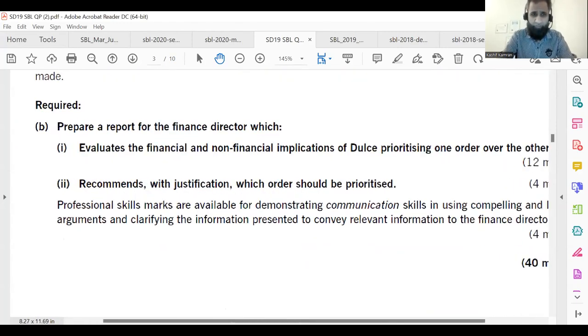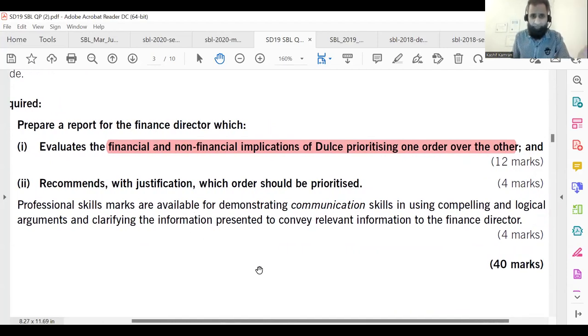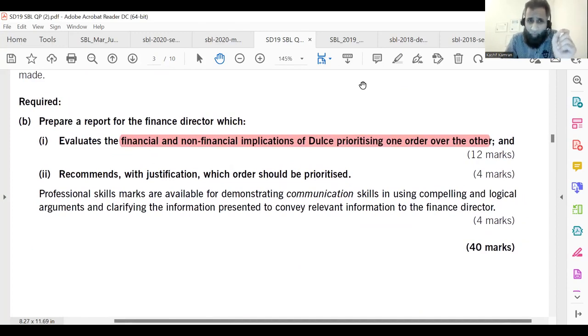Look at this question in front of your screen from the September-December 19 paper. I hope you can see that. The question number 1B: Prepare a report for the finance director which evaluates the financial and non-financial implication of Dulce prioritizing one order over the other. Now, obviously in the case study, there must be something about one order over the other.